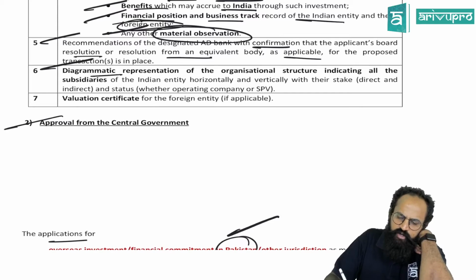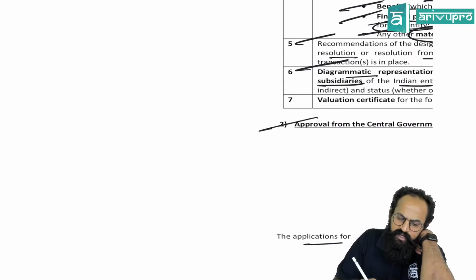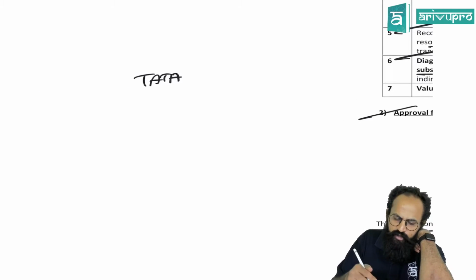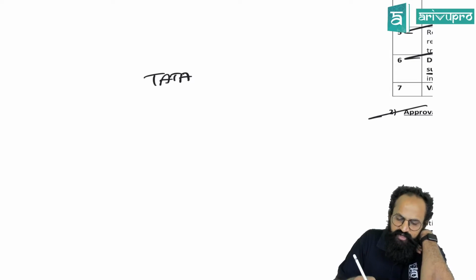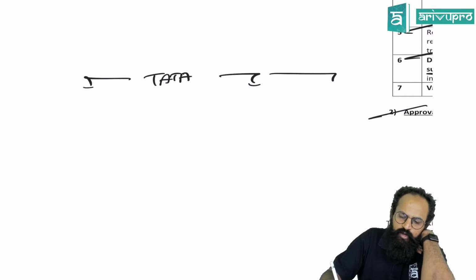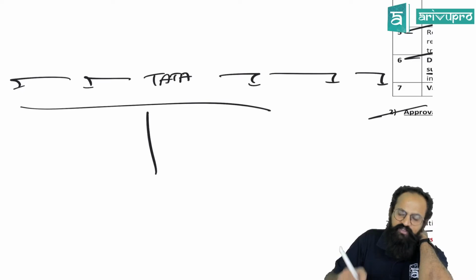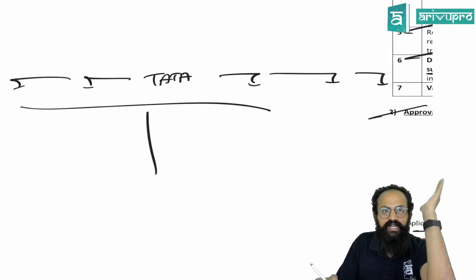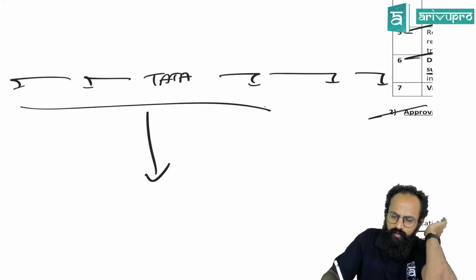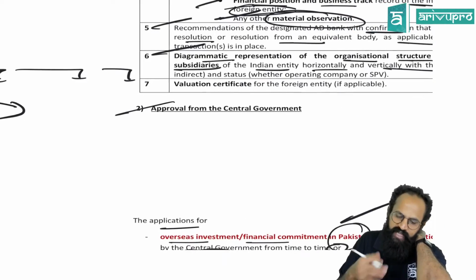Diagrammatic representation of the organizational structure indicating all the subsidiaries of the Indian entity horizontally and vertically with their stake. Meaning what, people? Imagine an Indian company that is investing outside India is Tata. You have to clearly give a diagrammatic representation. How many subsidiary companies do you have? You have to give it, people, this way as well as this way, horizontally as well as vertically. You have to give both diagrammatically.